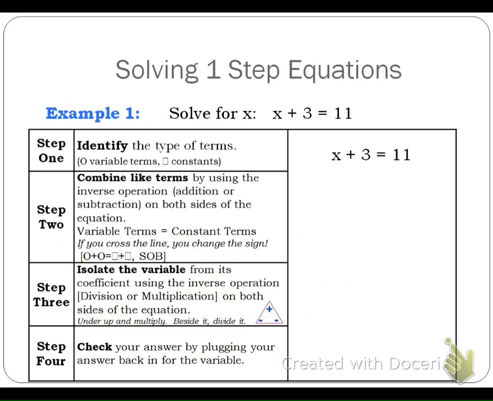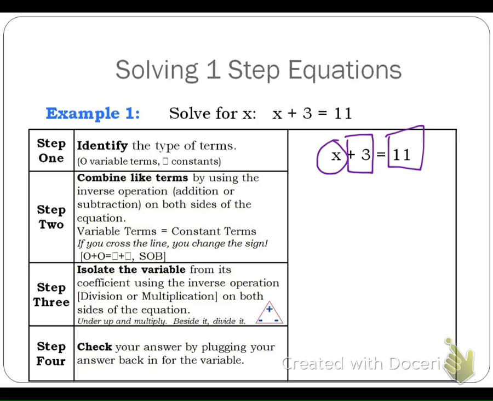Now, one of these steps you're going to skip. You're either going to get to skip step 2 of combining like terms because there aren't like terms to combine, or you're going to skip step 3 because there aren't any variables to isolate. So, our first step, identify the types of terms. This will help you to determine what you're going to do next. So let's identify our terms. We have a variable term, a constant, and a constant.